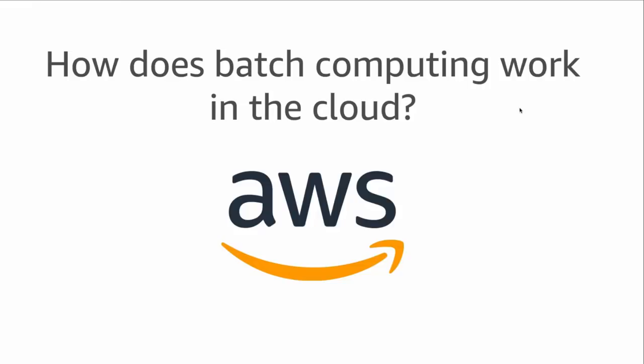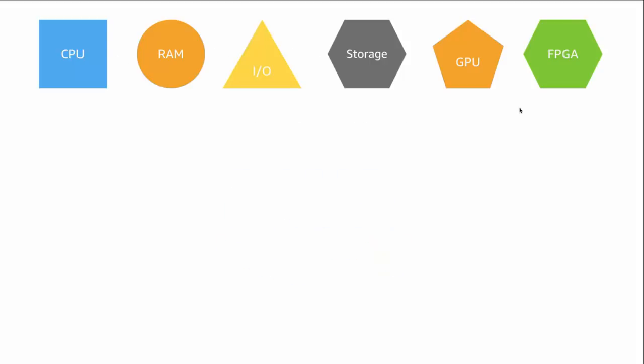So how does batch computing work in the cloud, right? So with AWS, you often have different requirements on your end. You may have batch workloads that are very CPU intensive or RAM intensive or IO intensive, or maybe high storage. It's possible that you need GPUs or FPGAs. So your batch workloads really are what are going to drive the definitions and the requirements for what kind of compute capacity and underlying instance types you'll be needing, right?